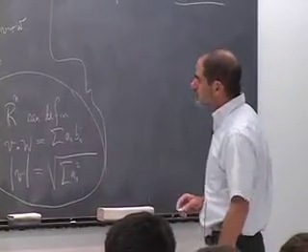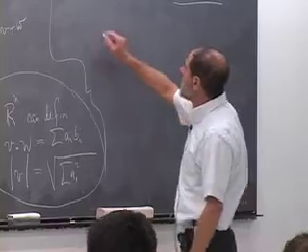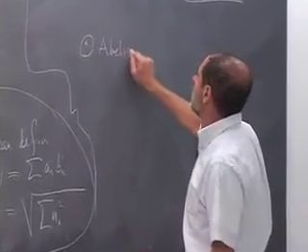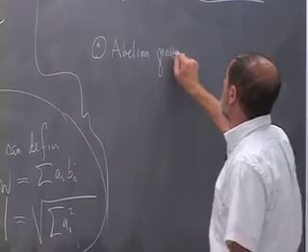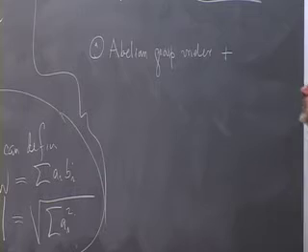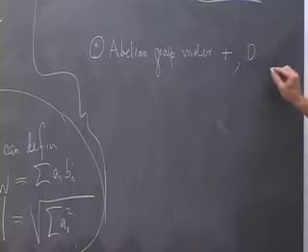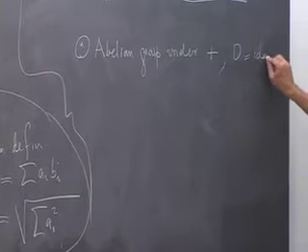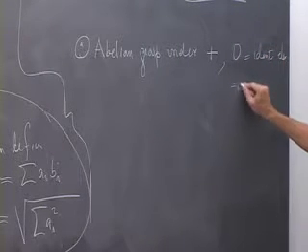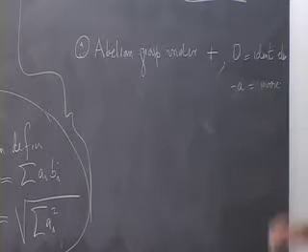A field is defined as follows. On the one hand, it's an abelian group under addition. So it's a set which forms an abelian group under addition with the identity element 0, and the inverse of a is minus a. So that's the first condition.